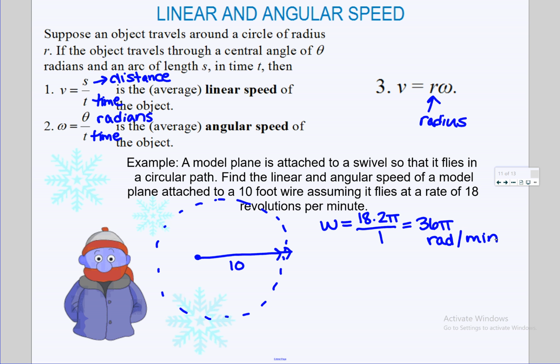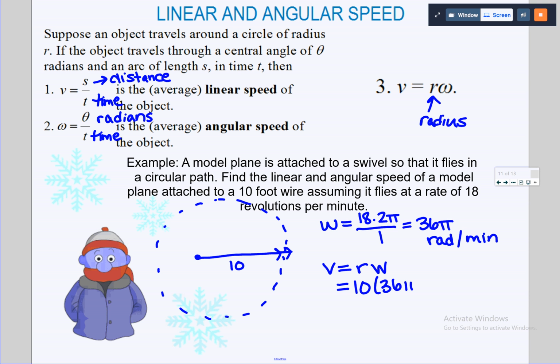Now the other thing I need is linear speed. Linear speed is going to be how fast this plane flies if it all of a sudden gets detached from the post and is able to fly straight instead of being stuck in this circular pattern. To get linear speed, if you already have angular speed, it's just R times W. And my radius here is 10. My angular speed was 36 pi.